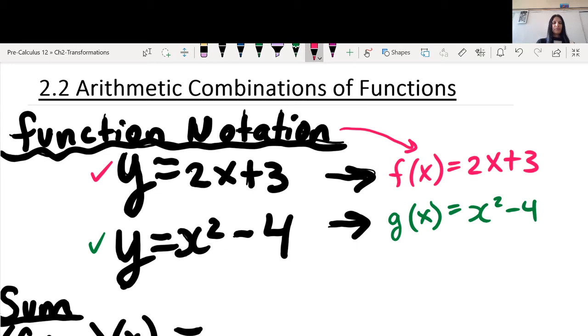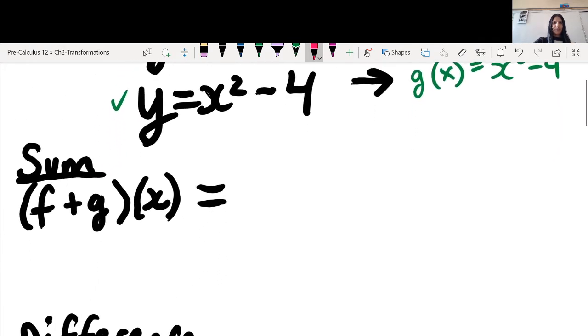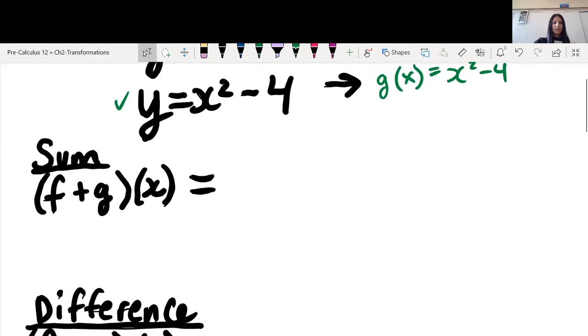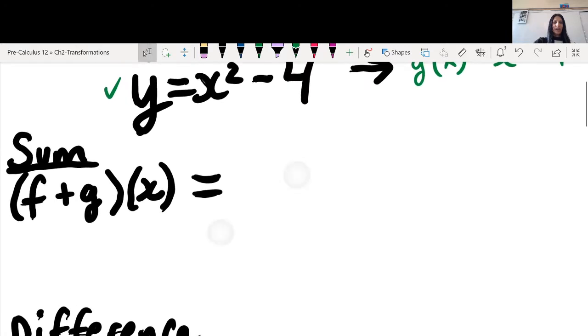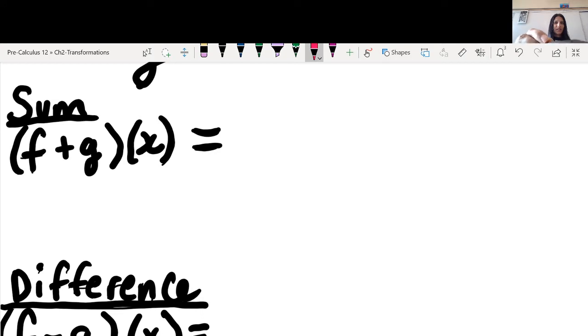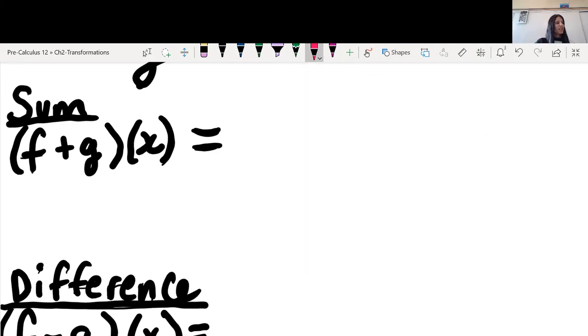So, having said that, let's move on to looking for the sum of these functions. So it's asking for f plus g of x. I was going to say this is new, but I don't think it is. I think you did this in grade 10. But maybe you need a refresher. This is saying f of x plus what we had for g of x.